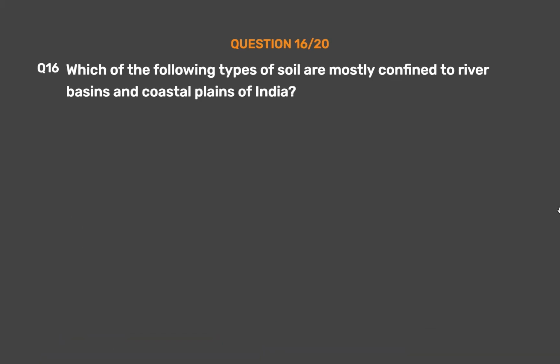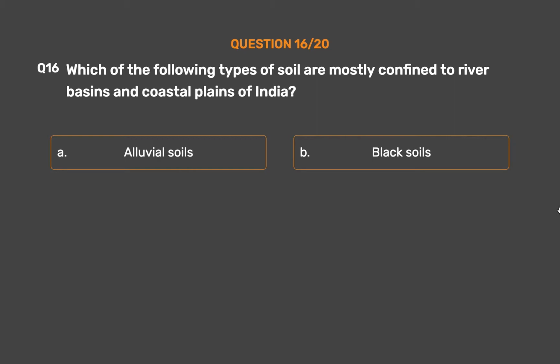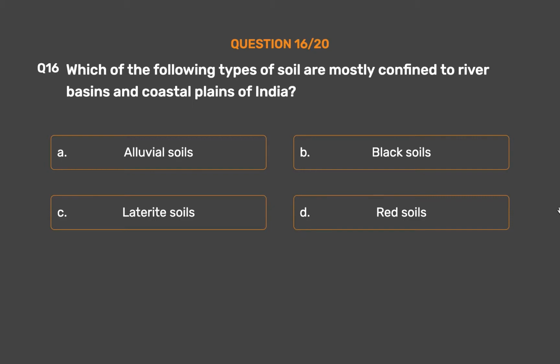Question number 16. Which of the following types of soil are mostly confined to river basins and coastal plains of India? Option A, Alluvial soils. Option B, Black soils. Option C, Laterite soils. Option D, Red soils.